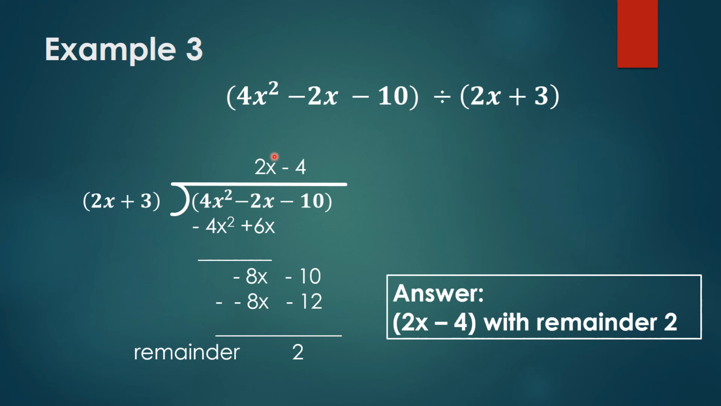So when we go to check this, we're going to take our answer, 2x minus 4. You're going to multiply it by 2x plus 3. So those two binomials. And don't forget, you have to add the remainder, plus 2, and that is going to give you this dividend.